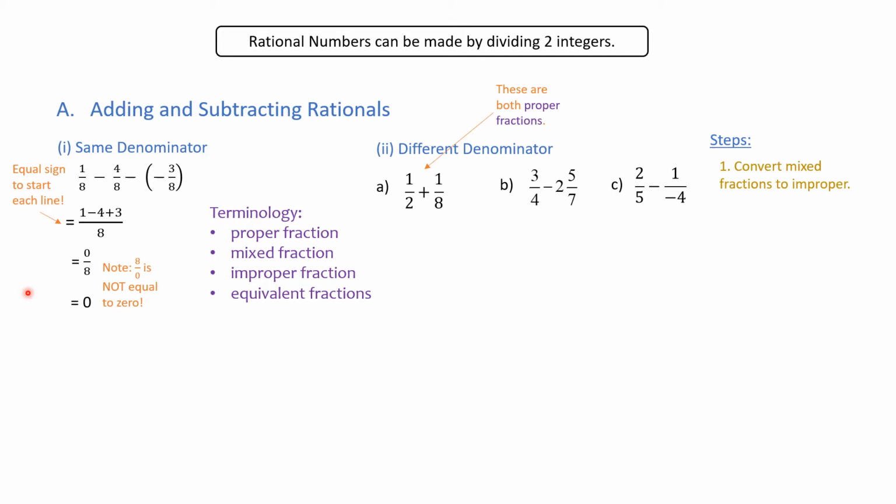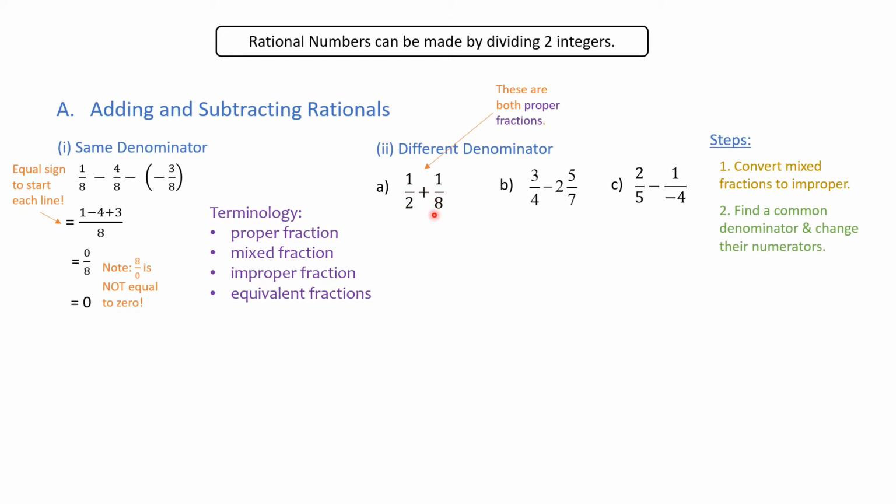So the first step in adding and subtracting is to convert mixed fractions to improper. Well, I don't have any mixed, so I can skip step 1 here. Let's go to step 2. Step 2 is find a common denominator and change the numerators. So what is the common denominator? We have a 2 and an 8.